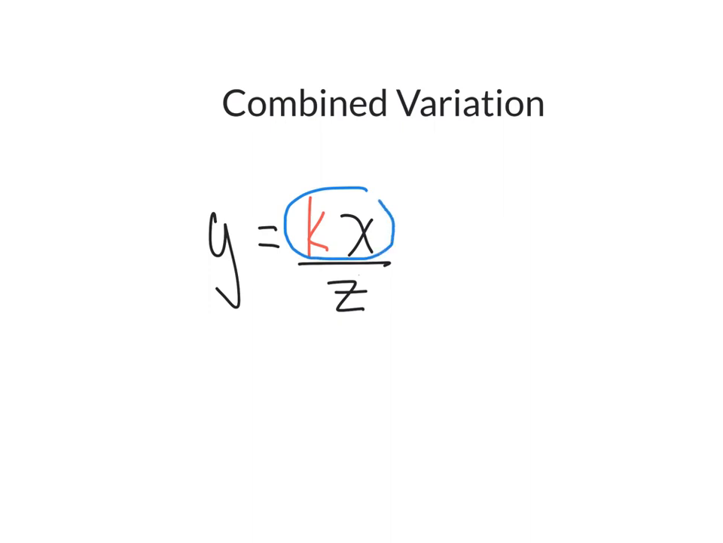Our other variation is a combination of what we've talked about, and it's called a combined variation. And our formula for that is y equals k times x over z. Obviously these variables can differ depending on the problem, but you can see that we have a direct variation with x and an inverse variation with z. So it's a combined direct and inverse, hence the name combined variation.